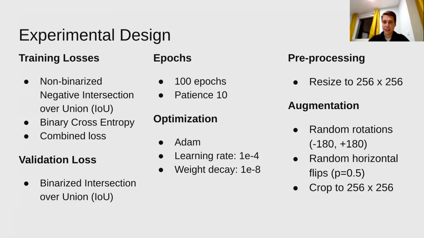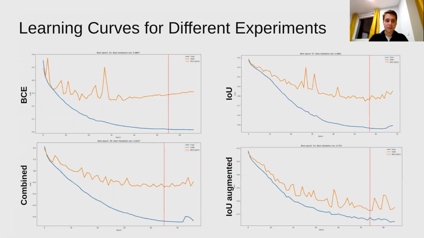Now let's go to experimental design. For training losses, we use the three that I already talked about, and for validation, we binarized the predicted masks and computed the standard intersection over union. We trained the models for 100 epochs and patience of 10 epochs. We optimized with the Adam optimizer with a learning rate of 10 to the minus 4 and weight decay of 10 to the minus 8. For pre-processing, we use standard U-Net pre-processing of 256 by 256 with augmentation including random rotations, horizontal flips, and cropping back to the original size.